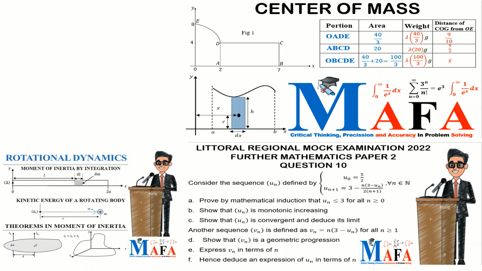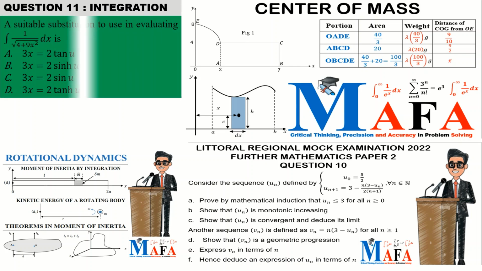Alright, so let's begin with our very first question of today, which is question 11. Question 11 came from the topic integration, and the question reads: a suitable substitution to use in evaluating the integral of 1 divided by the square root of 4x plus 9x squared dx is. You have been given the various options.